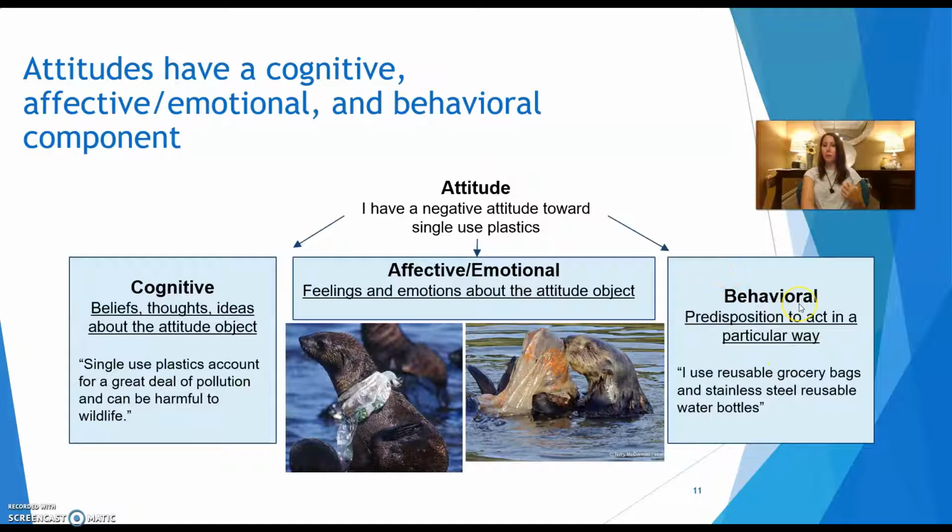The behavioral component is the predisposition to act in a particular way as a result of those attitudes and cognitions. I use reusable grocery bags and I buy stainless steel reusable water bottles so I don't have to use those little plastic Dasani ones. I am shaping my behaviors from my cognitions and my affect. Now here's the thing though. Behavior is not always consistent with the other parts of attitude. So what happens when my behaviors don't line up with my cognitive and affective parts of my attitude? That is where cognitive dissonance comes in.